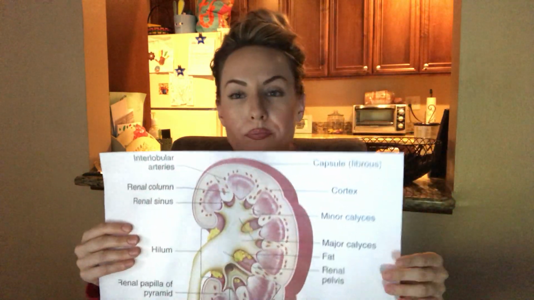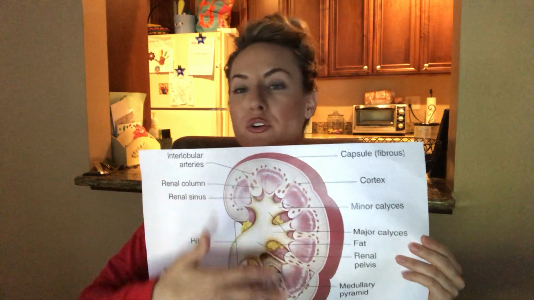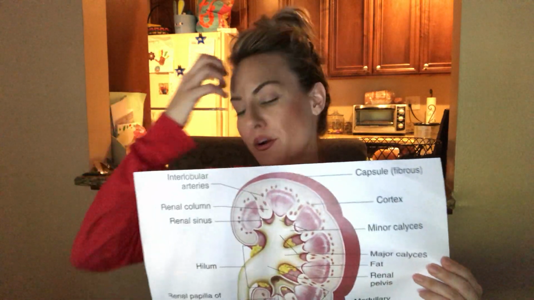Okay, so I have a picture of a kidney cut in half so that we can see the internal anatomy of a kidney. There's important structures and some important things that are going on here.